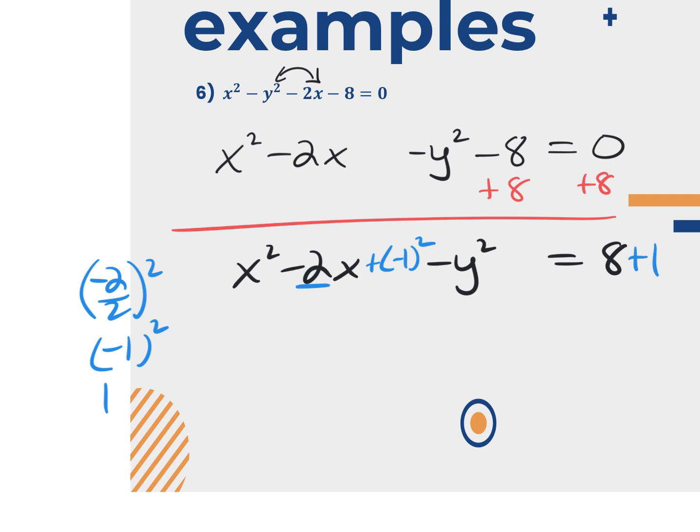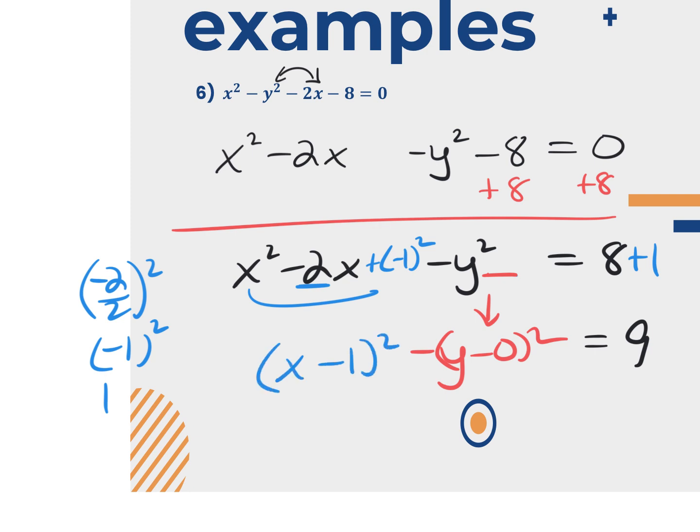So now for the y, notice there's no b term here. So I can just go ahead now and factor this. This ends up factoring into y minus 0 squared. There was no b term, nothing to add to the other side as well. Over here, 8 plus 1 is 9. The blue one is going to factor into x minus 1 squared.